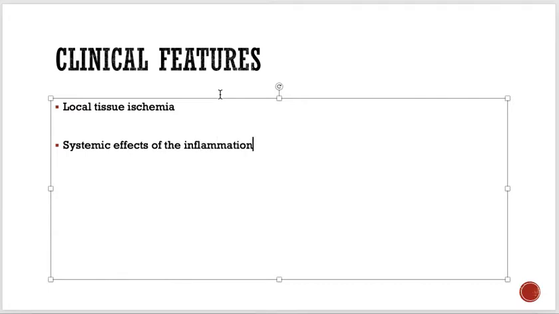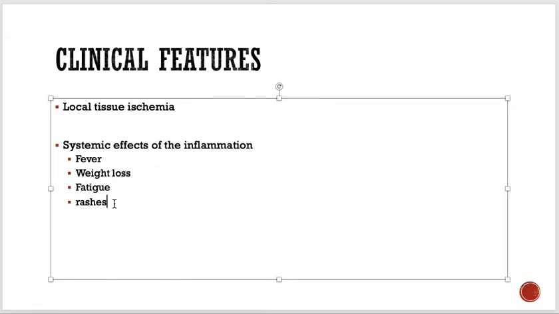So you will see over here that systemic effects, for example, these patients present with fever, these patients present with weight loss, these patients present with fatigue, these patients present with rashes, okay, and things like this. So simply, of course, depending on the tissue which is involved, there will be the clinical feature for that, and then there will be systemic clinical features.